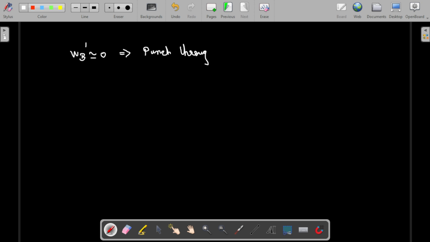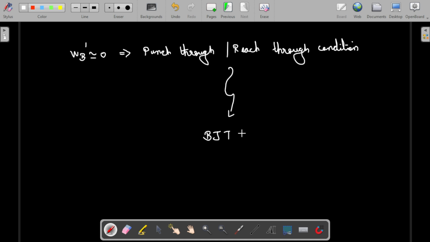Even in many core interviews they ask what is meant by punch through or reach through condition. Please make note of it. In this condition, a very large current flows through the transistor and the BJT will be burned and damaged. This is something we need to avoid.